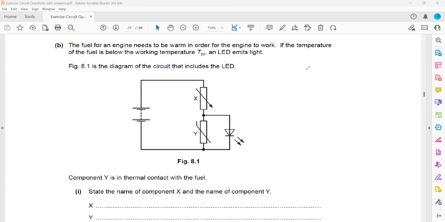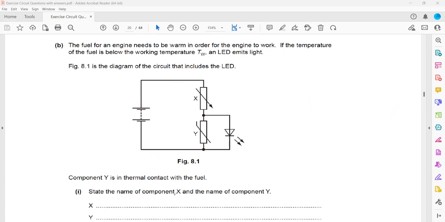This is the circuit symbol for a thermistor, and its resistance and temperature are inversely proportional. So if the temperature is high, its resistance is low. How will you know it's a potential divider circuit? When you find two or more resistors in series, this is called a potential divider circuit. That's it. When two resistors are in series, we call it a potential divider.